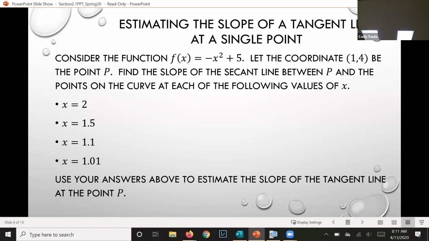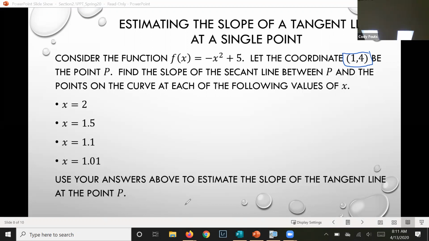So look at a function f of x equals negative x squared plus 5, which is a function that looks fairly similar to the one we were just looking at. The coordinate (1, 4) is going to be the point P in what we'll be looking at here. And we want to find the slope of the secant line between P and each of the points on the curve at each of the following values of x.